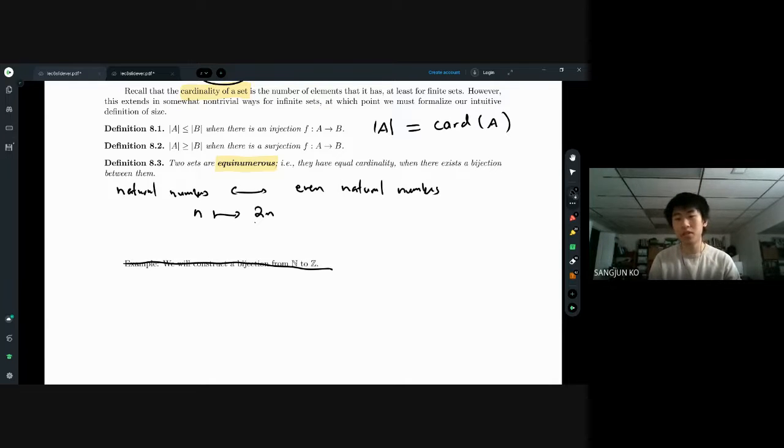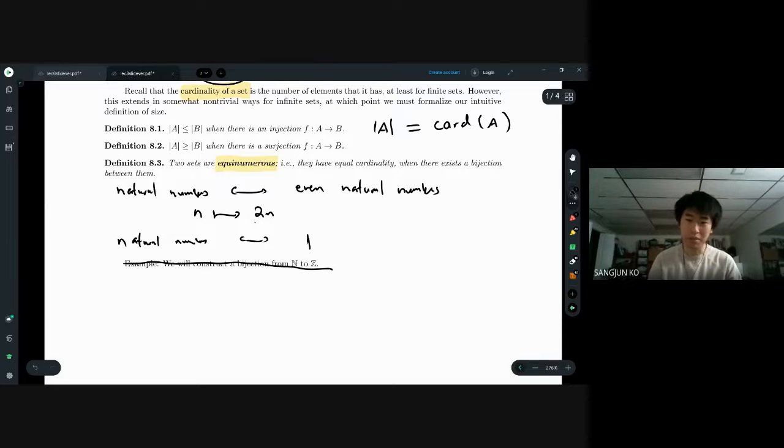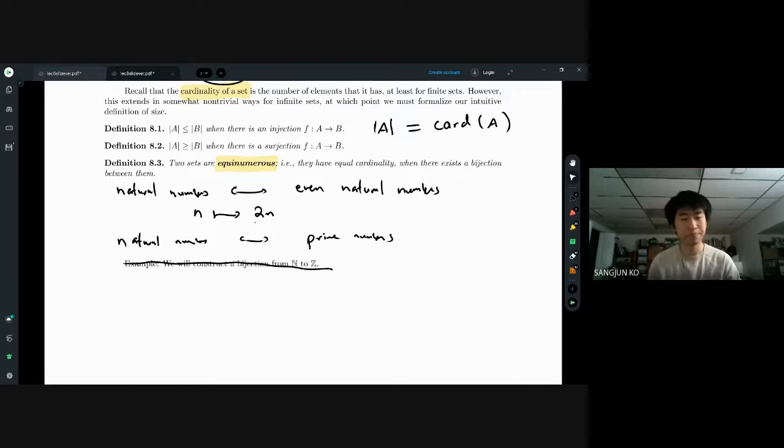In the same way, well, actually, never mind. You would need to actually prove that, but you can construct a bijection from the natural numbers to the prime numbers, basically by listing out the prime numbers. But you would need an extra argument to show that the prime numbers are not finite. And we haven't actually proven that yet, but it's not the most difficult proof either.